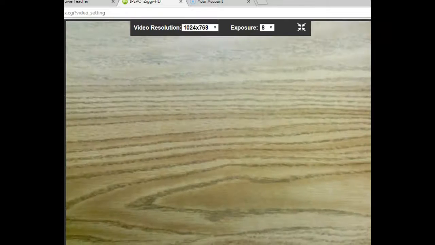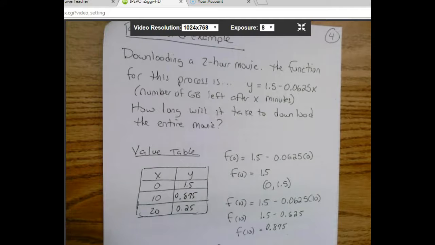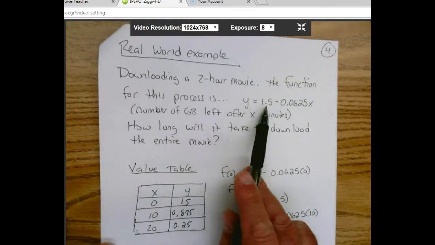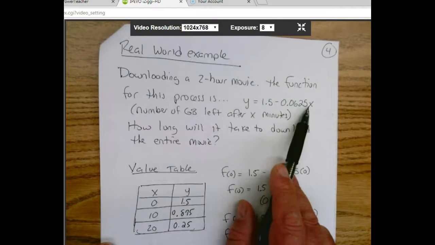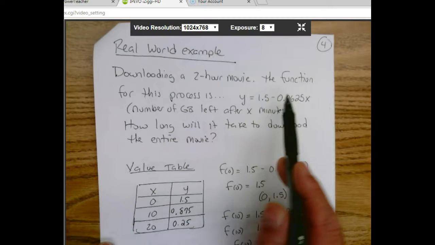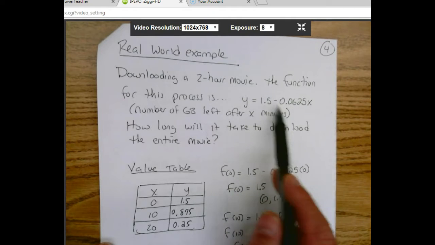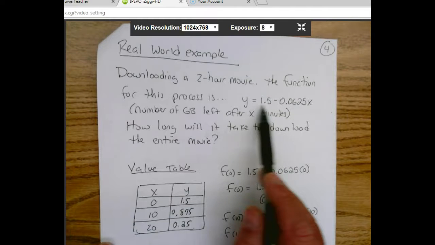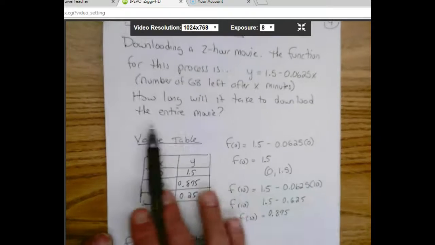And perhaps you want to look at a real world example, as it's going to do in your book sometimes. So here it gives you downloading a movie. It says the function for this process is y equals 1.5 minus 0.0625x. Okay. And this tells you the number of gigabytes left after x minutes. Obviously it looks like you start with 1.5 gigabytes, and then after each minute you lose this much, and you can figure out exactly where it would be 0, right? And that's where we'd use the 0 thing. So we're looking for when does it cross and become 0 on the x. Okay. The question is how long will it take to download the entire movie.